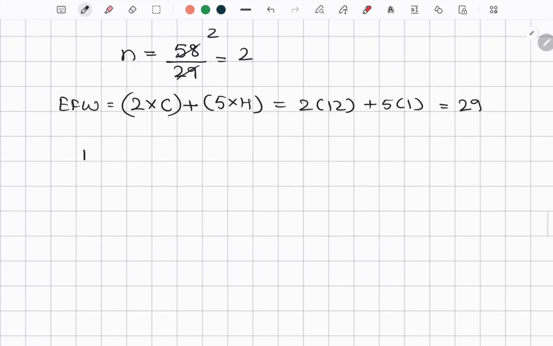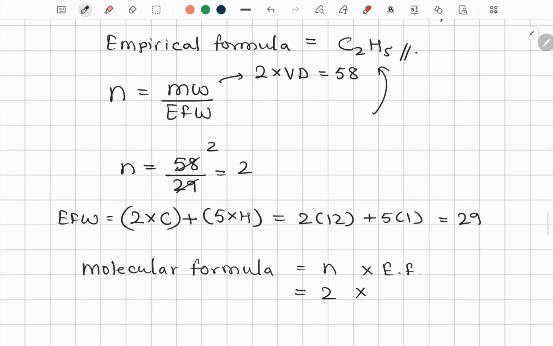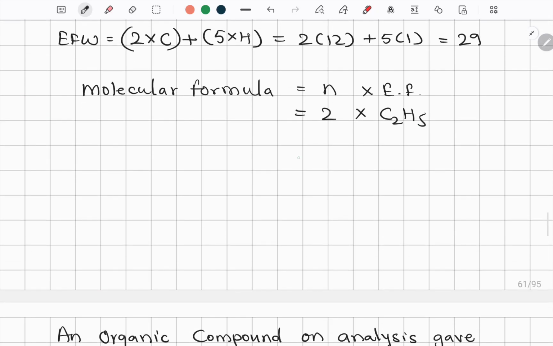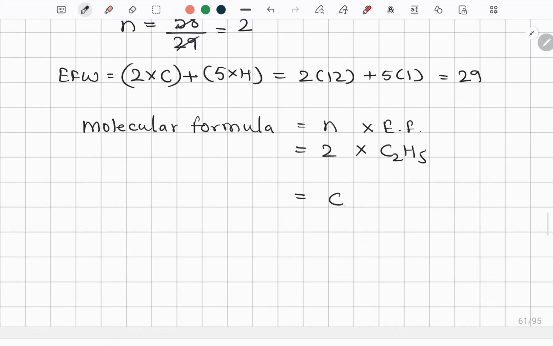Now my molecular formula is equal to n into the empirical formula. What is the value of n? We just calculated it, it is 2. So 2 into the empirical formula. What is my empirical formula? C2H5. So 2 into C2H5 would become C4H10. So our molecular formula is C4H10.